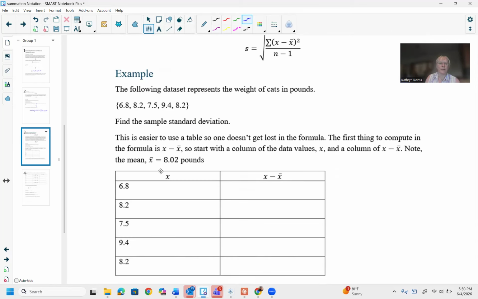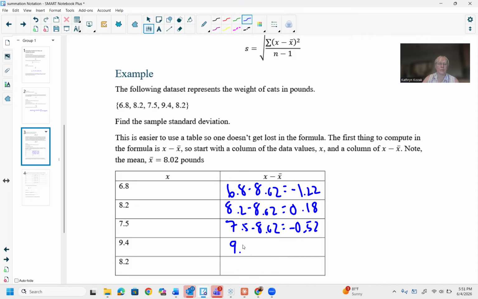Remember the mean is 8.02 pounds. So we have 6.8, and we take 6.8 minus 8.02 equals negative 1.22. 8.2 minus 8.02 gives me 0.18. 7.5 minus 8.02 equals negative 0.52. 9.4 minus 8.02 is equal to 1.38. And then 8.2 minus 8.02 is 0.18.